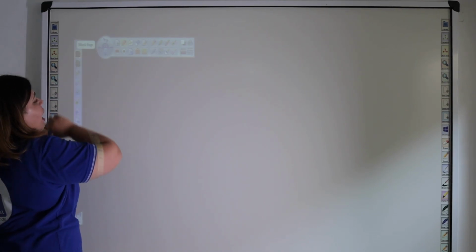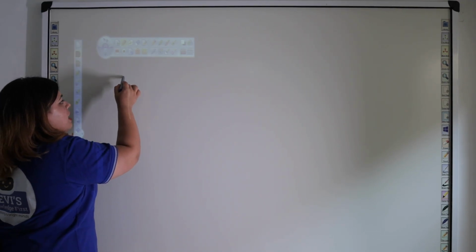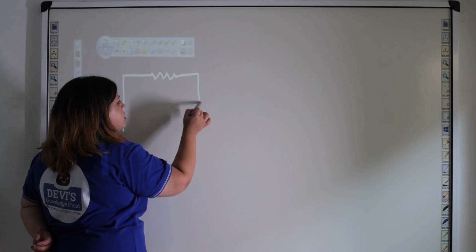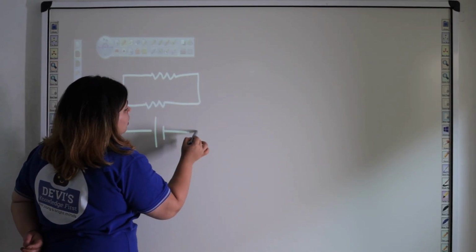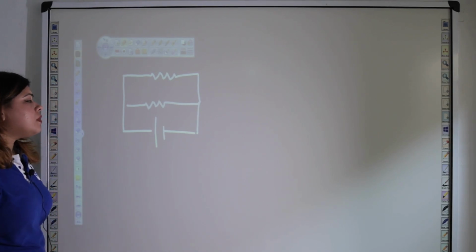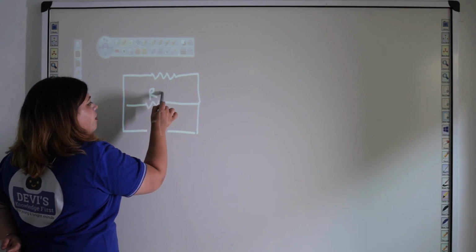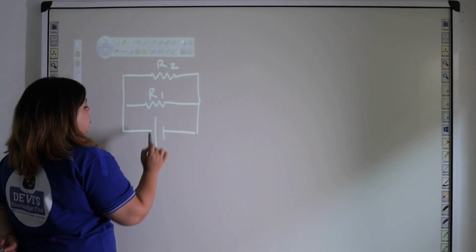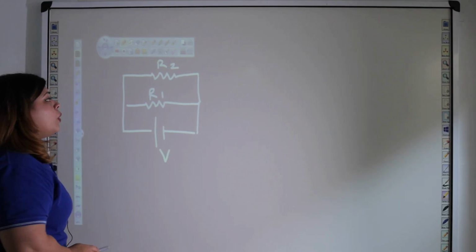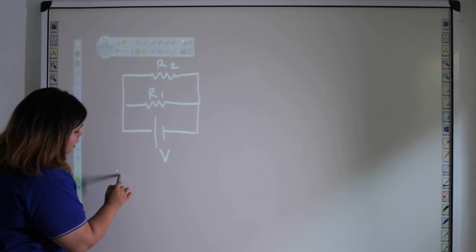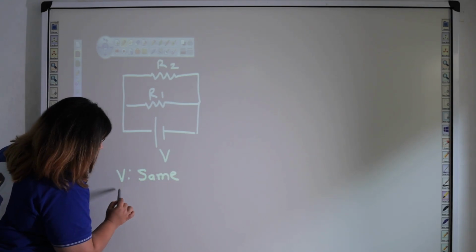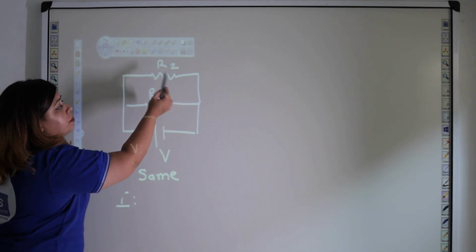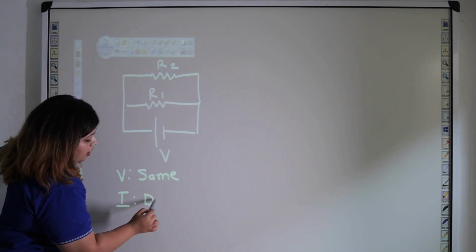Now we'll look at the parallel circuit. Let's take a parallel circuit now. So two resistances again. Both are in parallel with again a battery. So this is, let's say, R1, this is R2, this is V. What do we know? We know that the voltage is going to remain same here and the current is going to have multiple paths, so it is going to be different.